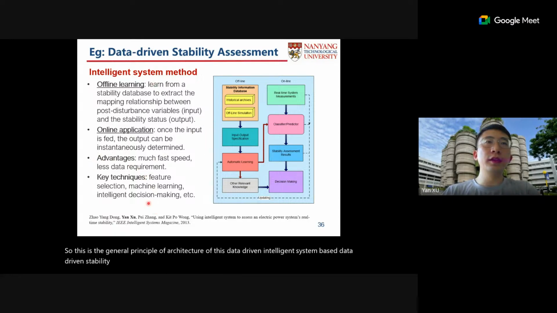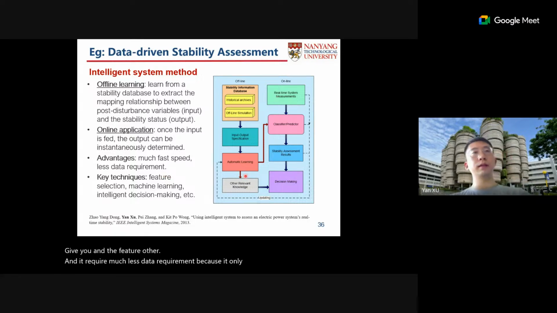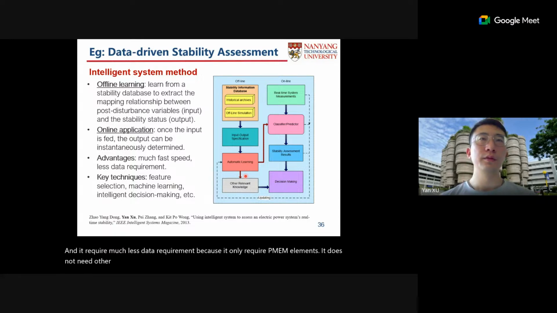The advantages are that they are very fast, right? As I said, it takes less than a millisecond time range to give you output. And it requires much less data, because it only requires PMU measurements. It does not need other measurements to do such prediction.